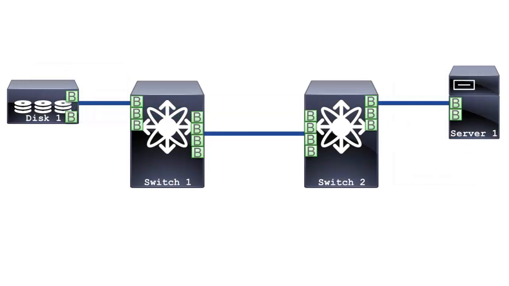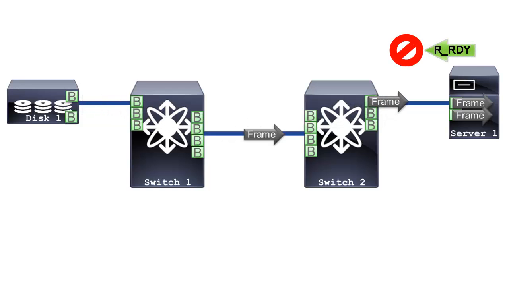Let's understand it further. In this example, disk 1 is sending frames to server 1 via switch 1 and switch 2. Switches send back R_RDY when they transmit the frames. Server 1 sends back R_RDY when it processes the frame. If something goes wrong with server 1 at this point, it cannot process the incoming frames. As a result, no R_RDY are sent back to switch 2.